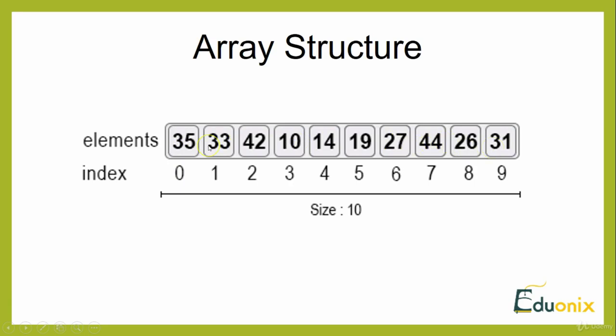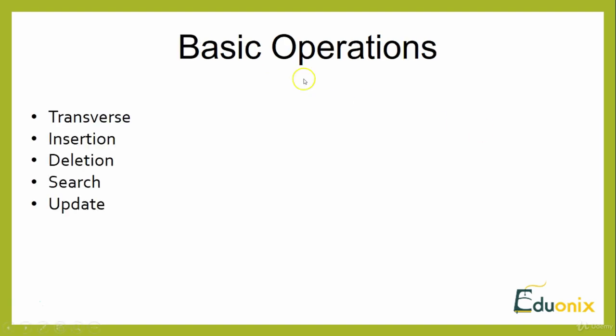It is the complete structure. I have the 0th element 35, so I'll print 35 first, and I have the ninth element as 31, so I'll print the ninth element last. In this way traversal works. So traversal is nothing but printing all the array elements one by one. Next comes the insertion.